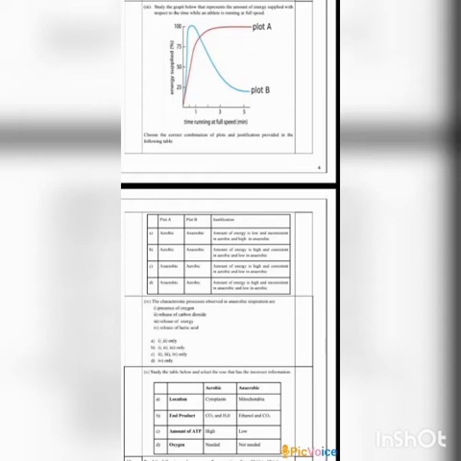The fifth sub-question, study the table below and select the row that has incorrect information. What is the answer? Yes, the location, isn't it? Option A is the answer and it shows it has the incorrect information.